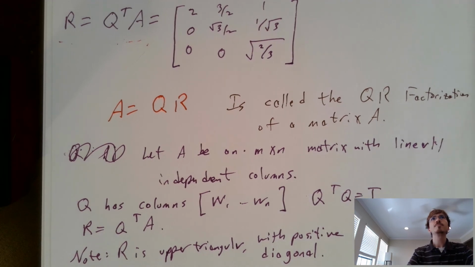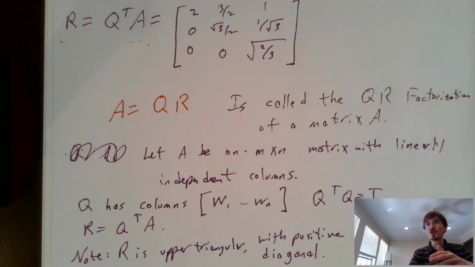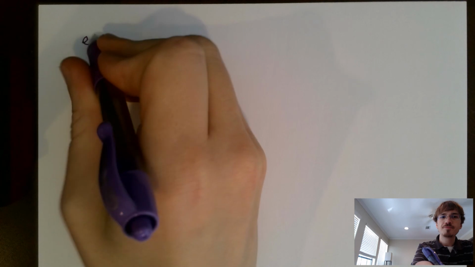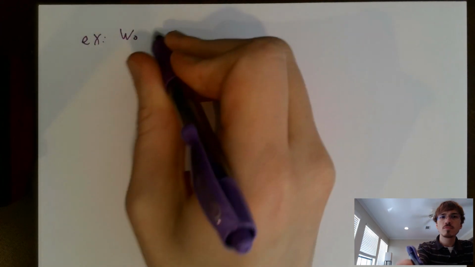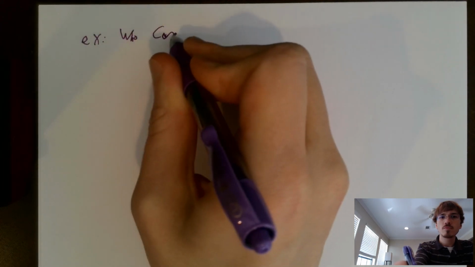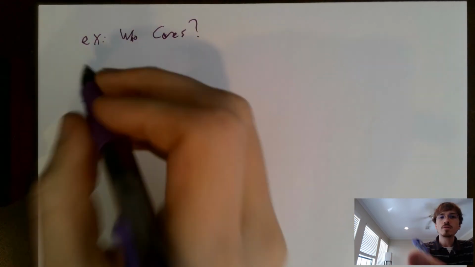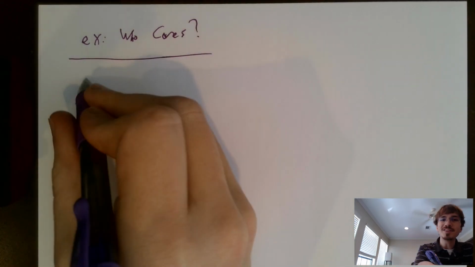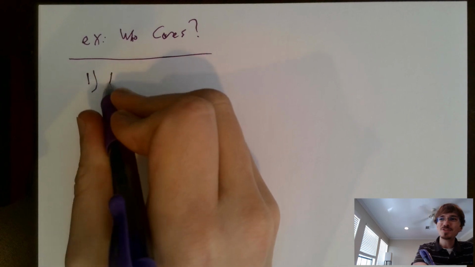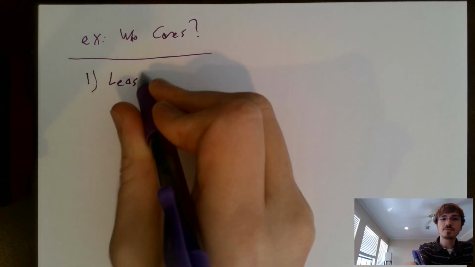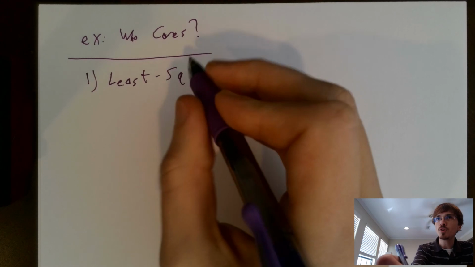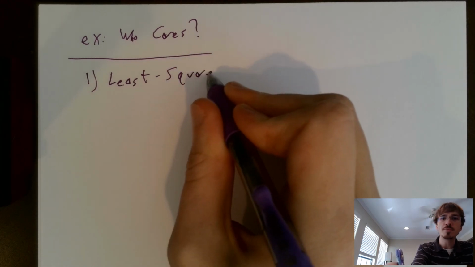All right. But I know what you're thinking. Who cares, right? Who cares about the QR factorization? Well, the least squares cares, apparently. So one reason that we care is for the least squares, because if we have a QR factorization, it makes solving the least squares problem nice and easy.